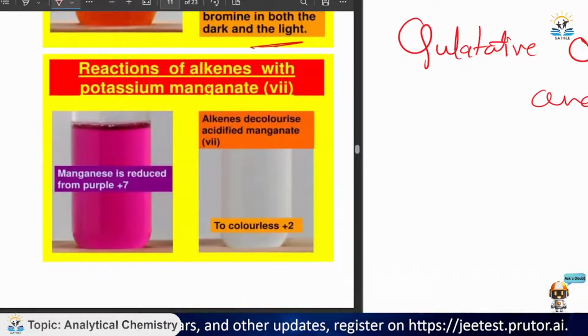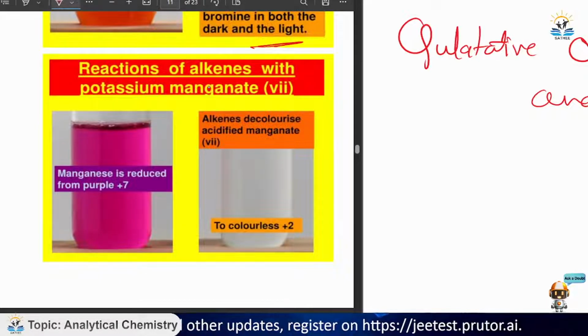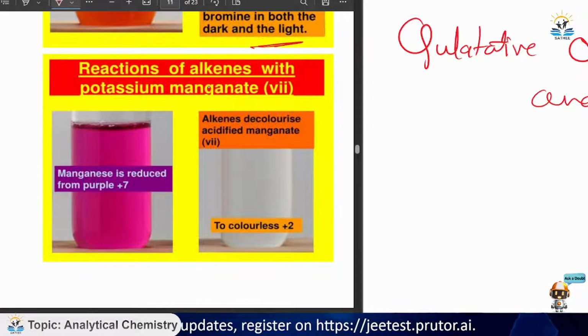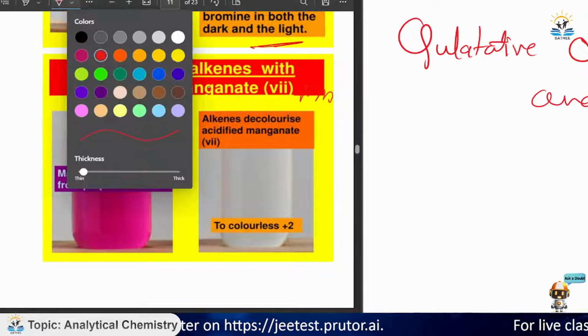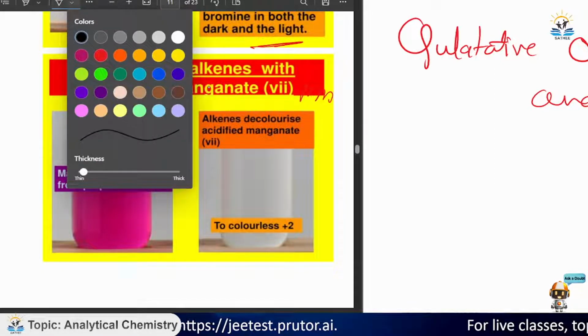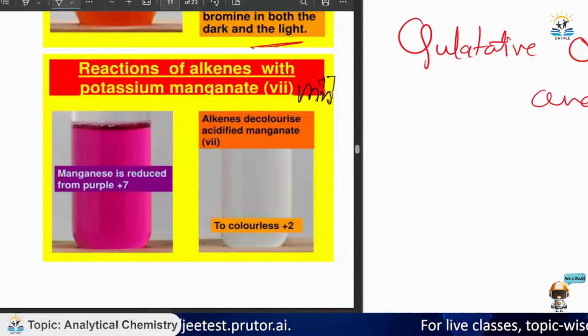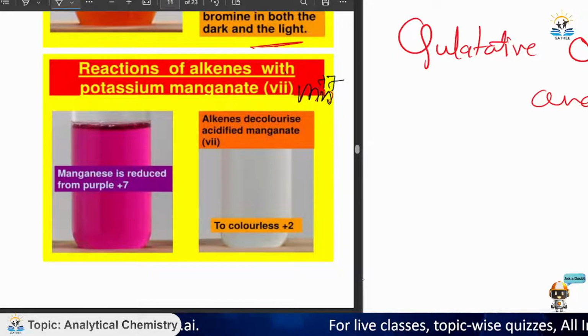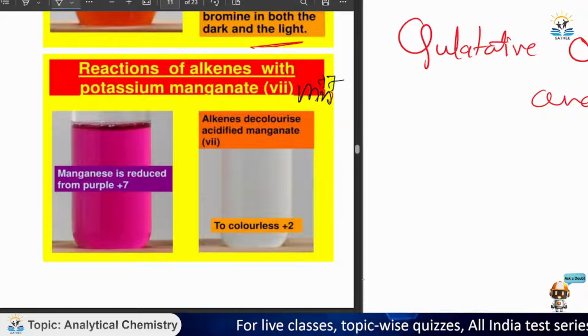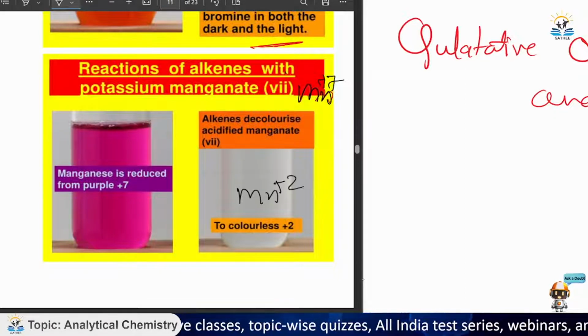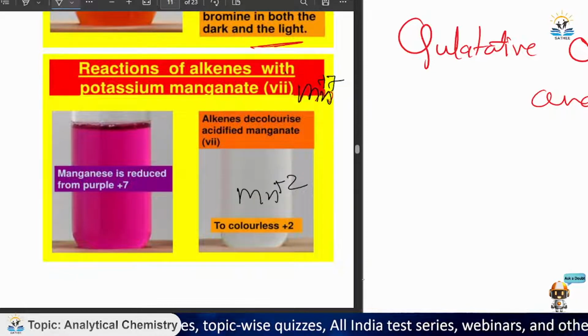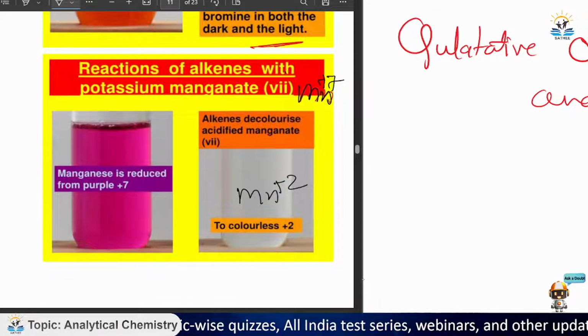Now, let's check the reaction of alkenes with potassium manganate(VII). Let me change the color again. Here we are taking the Mn+7 anion, which is reduced to the Mn+2 cation. So how is it doing this? The alkene decolorizes the acidified manganate(VII).